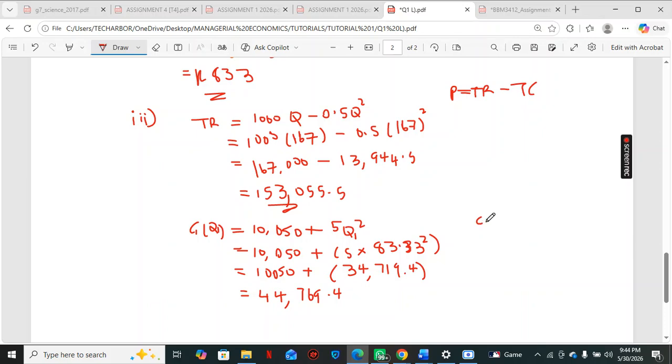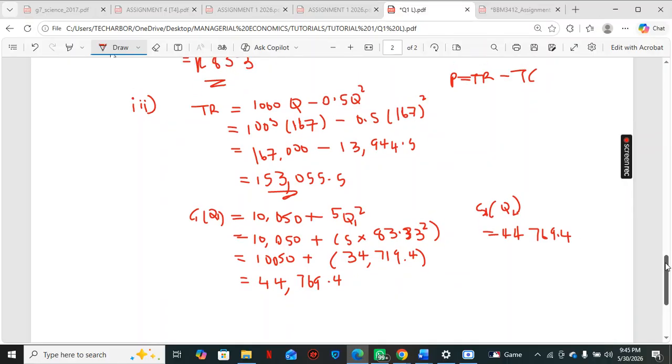So remember, since these are identical cost functions, for Q2 the cost function for Victoria Falls is also going to be 44,769.4. Right? Yes.